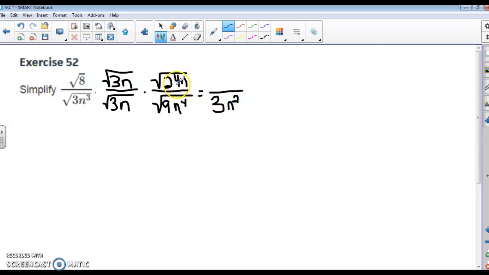And on the top, we want to look inside and see if there's any perfect square factors of 24 or n. 24, 4 goes into 24, right? So that means that I can pull out a 4, and then the square root of 6n would stay inside. So the top becomes 2 square root of 6n, and on the bottom we get 3n squared.